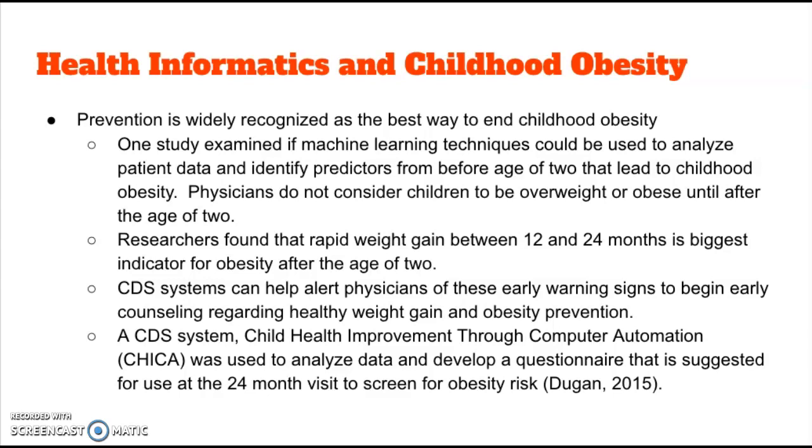One study showed that machine learning techniques can be used to analyze patient data from age 0 to 24 months to identify predictors that show up before the age of 2 that can lead to childhood obesity. One indicator of the risk of childhood obesity was rapid weight gain between 12 to 24 months. This was a bigger indicator than any other time frame of a patient being overweight before the age of 2. It's worse if they go from not being overweight to overweight in a rapid time period. The CDS systems can alert physicians of these early warning signs so they can begin early counseling regarding healthy weight gain and obesity prevention with these families.